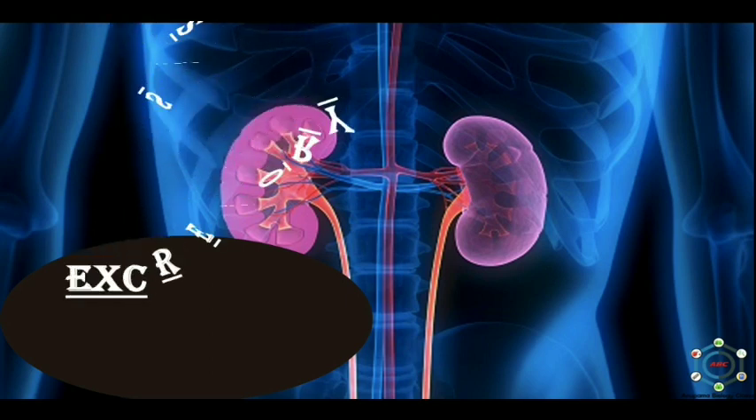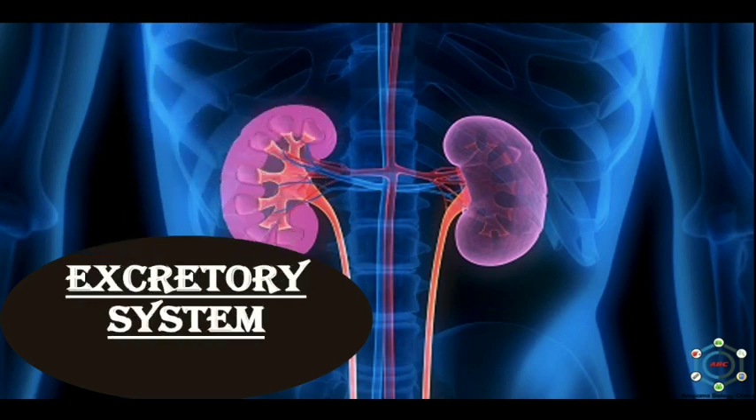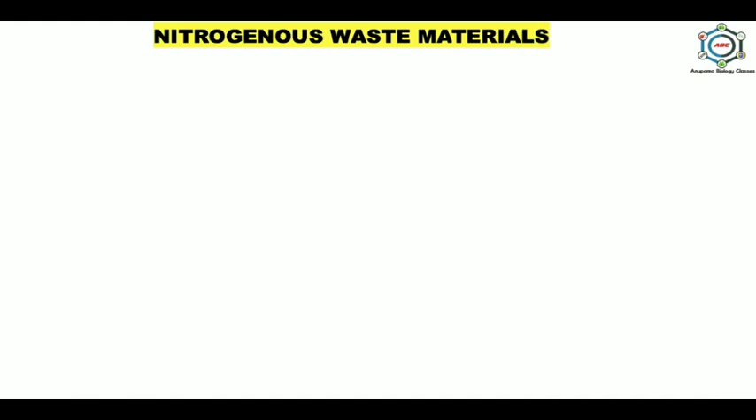In this part, we will discuss the human excretory system. So let's start the topic. Here the first thing we have to know is what nitrogenous waste material is. Nitrogenous waste materials are the main excretory products formed as the end product of protein metabolism. What is protein metabolism?